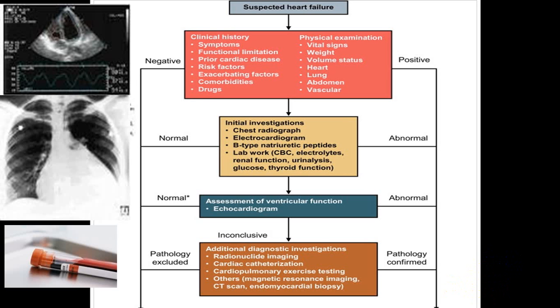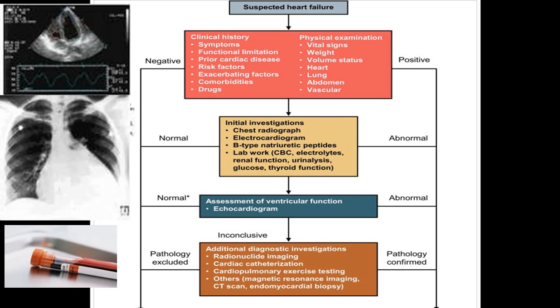We also take a history of previous cardiac disease regarding risk factors, any exacerbating factors. We look for comorbid conditions like diabetes, hypertension, anxiety, a person who is taking steroids or NSAIDs, etc. Contraceptive pills, all those histories are taken.